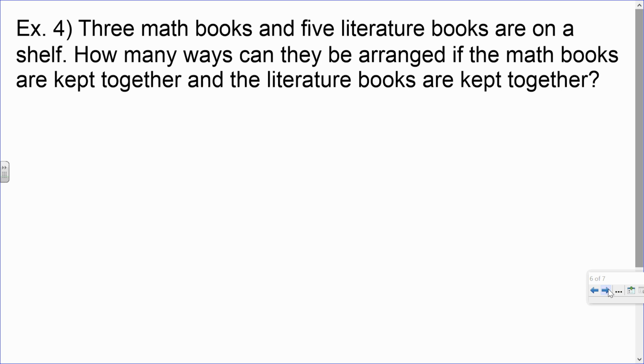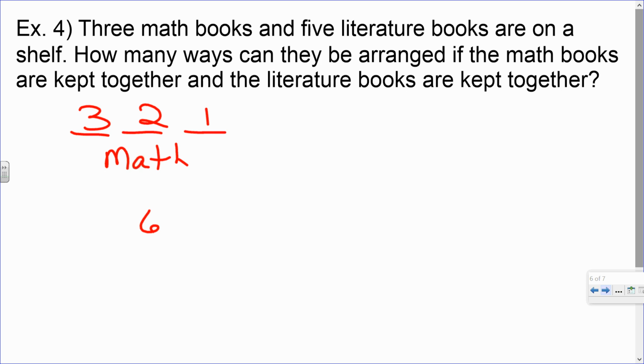So I can't just jumble them around. I can't do lit, math, lit, math. I've got to do all of the math books together, all of the lit books together. So let's start with the math books. If I have 3 math books, how many ways are there that I can arrange them? Who can help me with what numbers I need to use to figure that out? Ailey, you want to give that a try? If I'm trying to arrange 3 math books, how many ways do I have to do that? And how did you get 6? So 3 times 2 times 1, we had 6 ways that we could put just the math books in order.